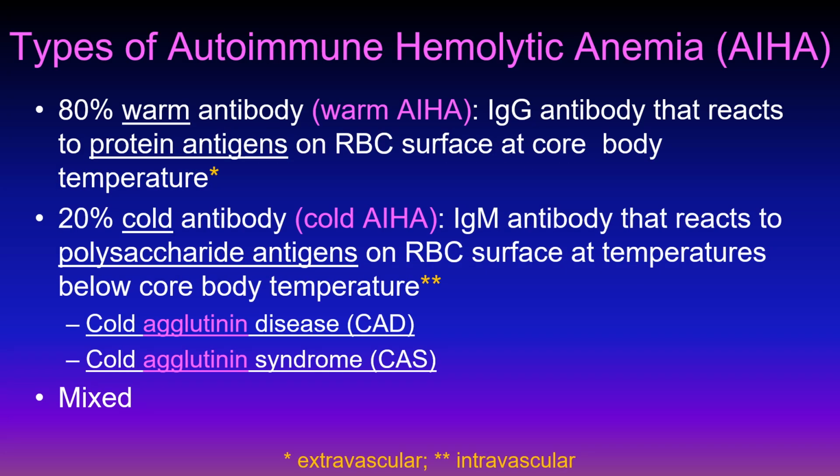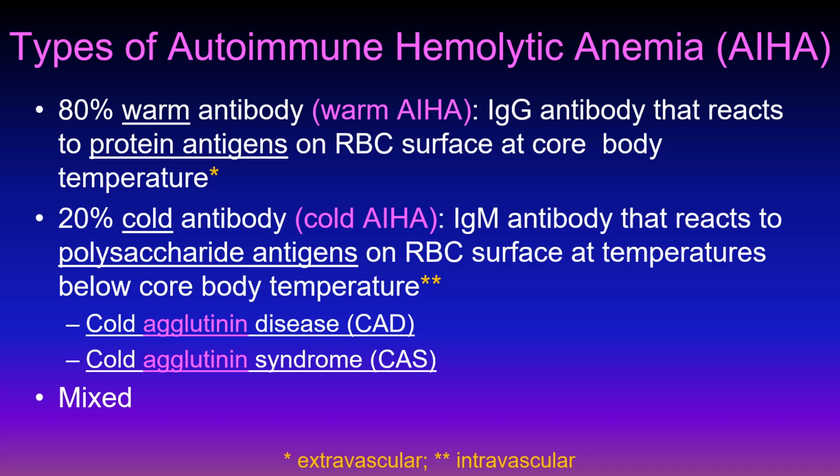So let's switch gears and talk about the first type of autoimmune hemolytic anemia. We have two different types of hemolysis. We have the warm autoimmune hemolytic anemia. This is 80% of autoimmune hemolysis. It's what's called a warm antibody, meaning it reacts at anywhere from room temperature to body temperature. This is a type of antibody called an IgG antibody that reacts with substances on red cells called proteins. These are also called antigens on the red cell surface, and this occurs at core body temperature.